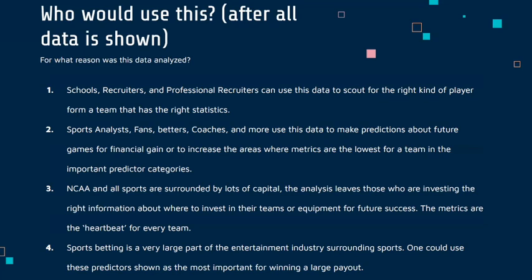But the main one is sports analytics: fans, coaches, anybody who has a stake in predicting the outcome of the NCAA tournament. These people may even bet on the games for financial gain, and they need to improve the areas where metrics are the lowest for a team in important predictor categories, which we laid out through this, just some of the most common ones. And obviously, the NCAA is surrounded by a lot of money. A lot of money goes into these programs, so it's important that teams are performing up to par, and people care about it a lot.